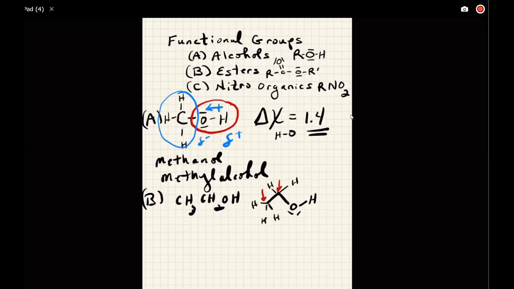Now, again, you don't show the H's unless the H is on a heteroatom. Heteroatom, remember, is an atom that's not carbon. Well, that hydrogen atom is attached to the oxygen atom. So therefore, we have to show that hydrogen. You do have to draw in that one, okay? So there's the line notation for ethyl alcohol.